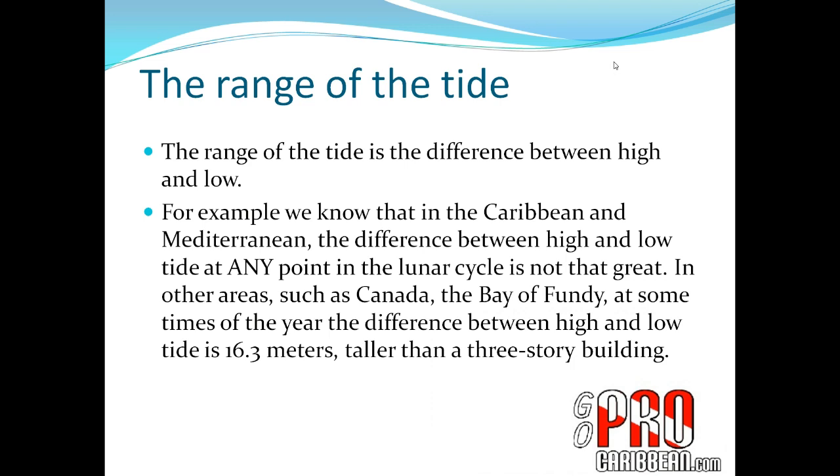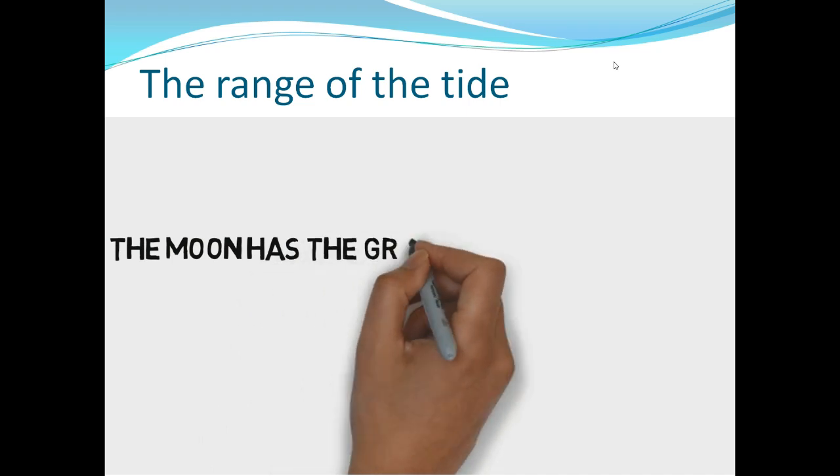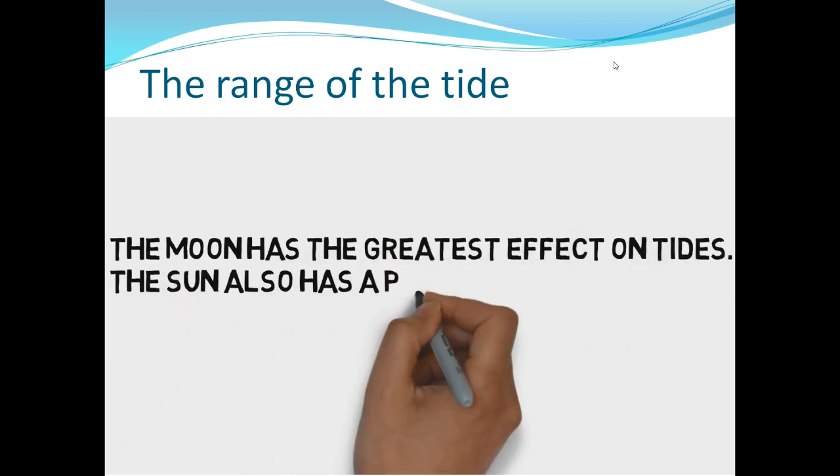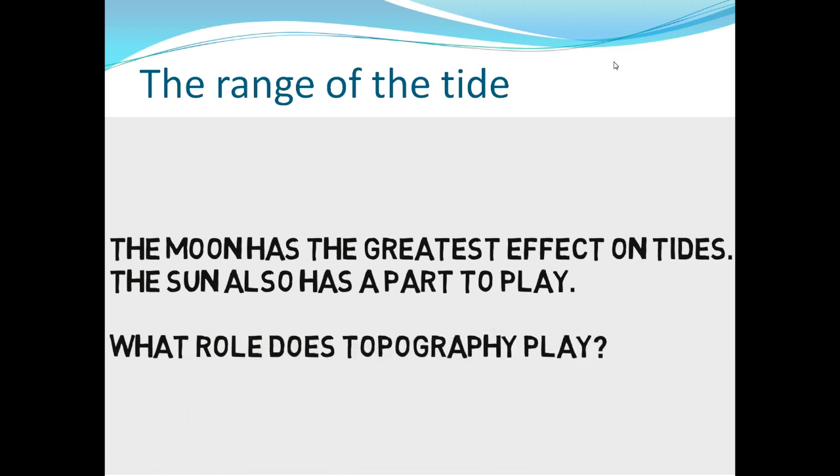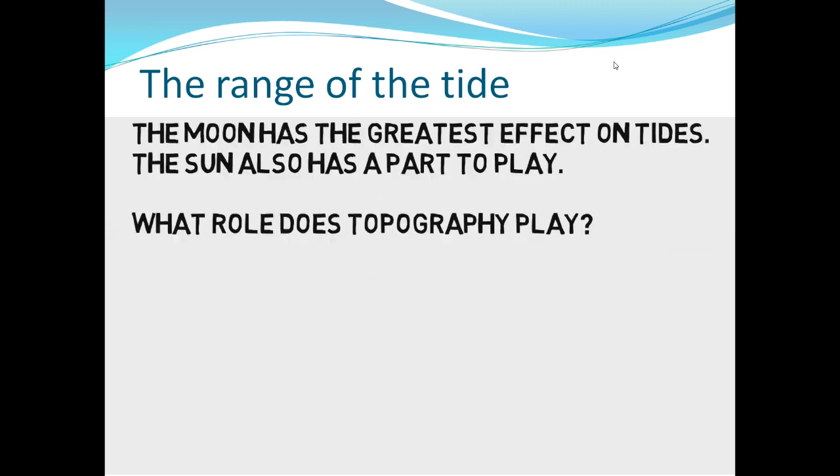For example, you may well know that in the Caribbean and the Mediterranean, the difference between high and low tide at any point in the lunar cycle is not actually very great. In other areas, such as Canada, the Bay of Fundy, at some times of year, the difference between high and low tide can be as much as 16.3 meters, taller than a 3-story building. And that is because of the topography of the area. I'm going to try and explain this and show how topography affects tides.